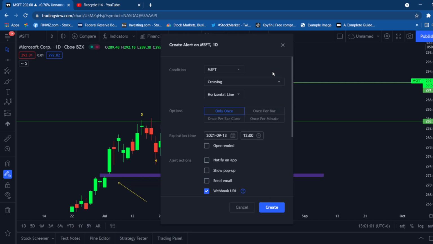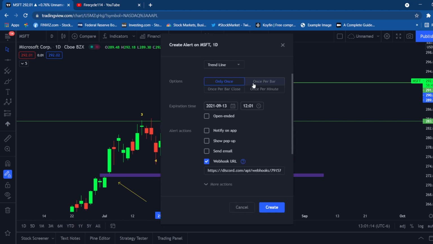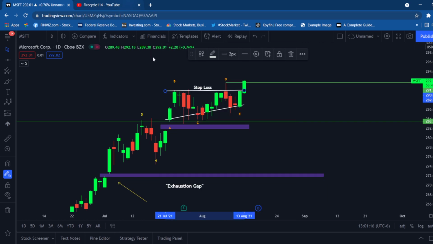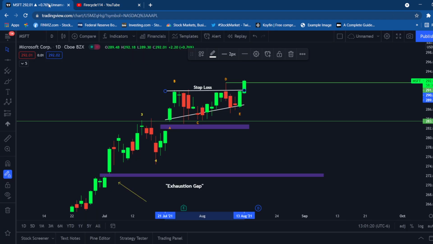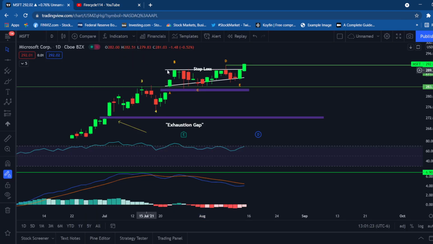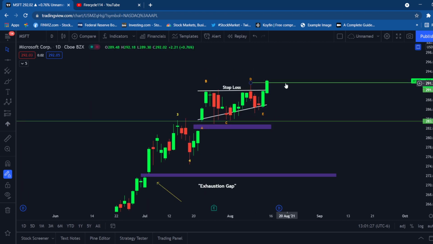You could do SMS alerts, notify on app, show pop-up, or send an email, so that you will be reminded when to enter, because you can always forget the trade plan. If you set an alert on this trade, congratulations, because we got over 500 views on our video, so I'm pretty sure some of you guys have entered in on this trade. But overall, I'm still bearish on Microsoft over here, and I'm still watching this gap down below, so please set an alert.